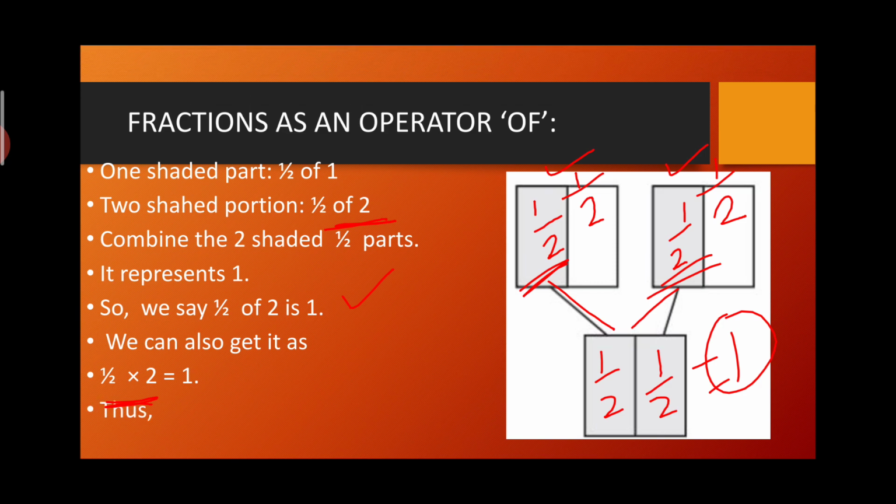Okay, so what we have written, thus we can say half of 2 is equal to half into 2, that is 1. Okay, so you just have to keep in mind that the meaning of "of" is multiplication. We can replace "of" by the multiplication sign. It would be more clear from the next example.